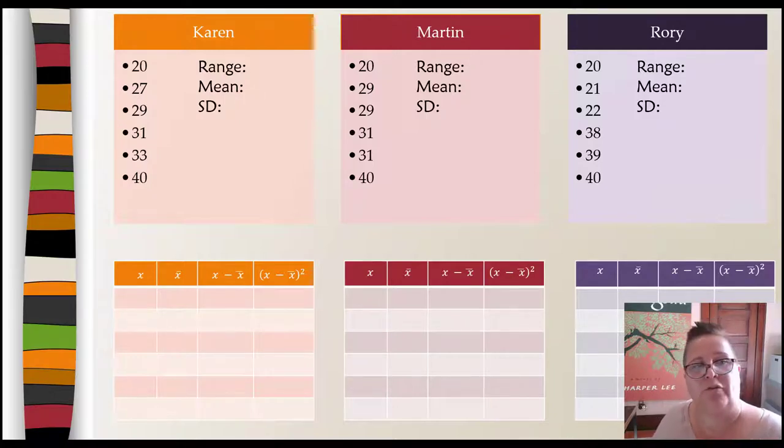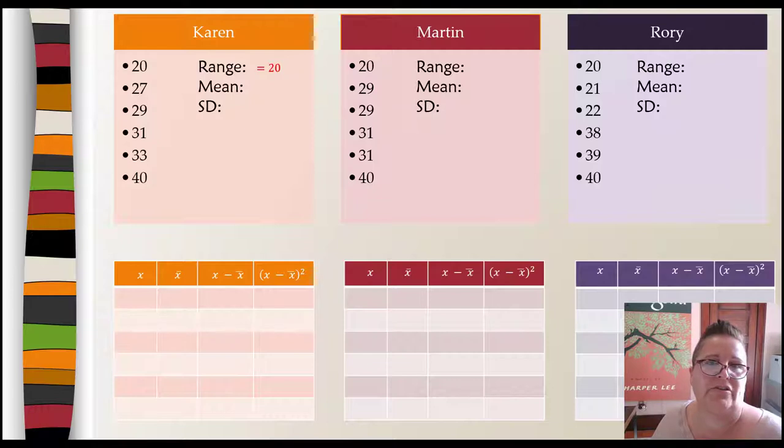All right, so for Karen, we've got this last 6 weeks. The lowest number was 20 hours. Then she had 27, 29, 31, 33, and 40. So we're going to find the standard deviation for this. In order to do that, well, first let's take a look at the range. The range of hours is from 20 to 40. So she's had a 20-hour window.